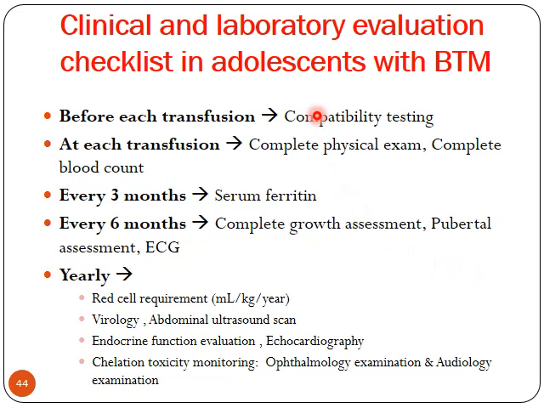Clinical and laboratory evaluation for a patient with thalassemia, especially an adolescent, should include a compatibility test before any blood transfusion, physical examination and blood count at each transfusion, serum ferritin every 3 months, growth assessment and ECG every 6 months, and yearly red cell requirement should be measured. Virology and abdominal ultrasound should be done, along with endocrine function evaluation, chelation toxicity, ophthalmology examination, urology examination, and echocardiography.